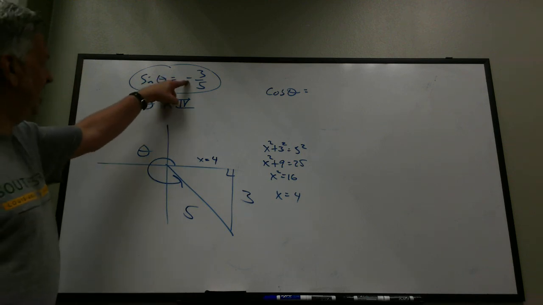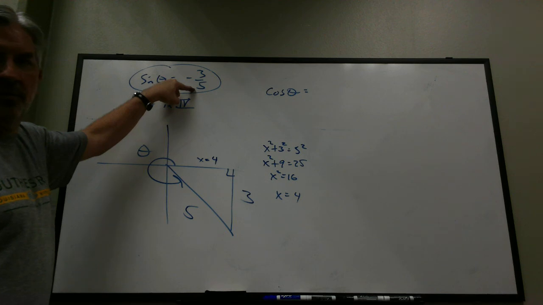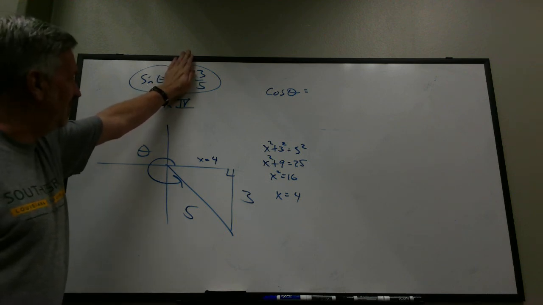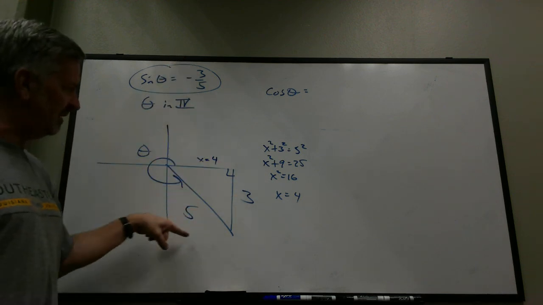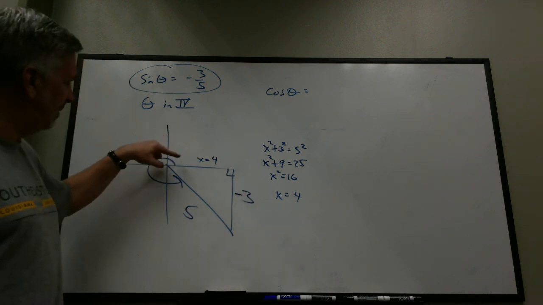Now what about this negative 3/5, right? The negative could be on the 3 or it could be on the 5. So I just ignored it to put the numbers in. But if you look at your picture, what needs to be negative? The 3. I said first quadrant here. Sorry, we're in the fourth quadrant.